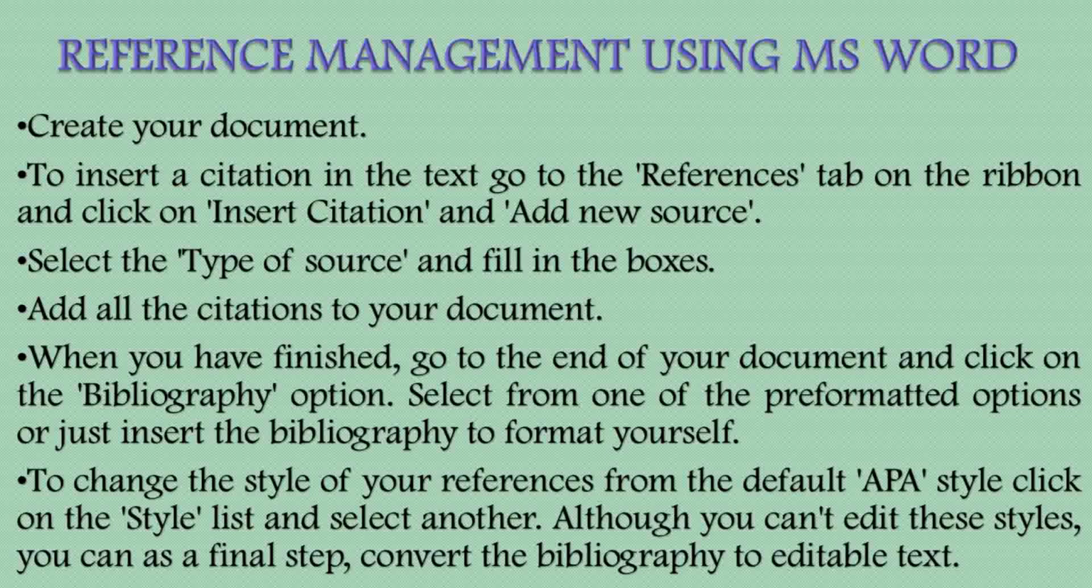Create your document. To insert a citation in the text, go to the References tab on the ribbon and click on Insert Citation and Add New Source. Select the type of source and fill in the boxes. Add all the citations to your document. When you have finished, go to the end of your document and click on the Bibliography option. Select from one of the pre-formatted options or just insert the bibliography to format yourself.